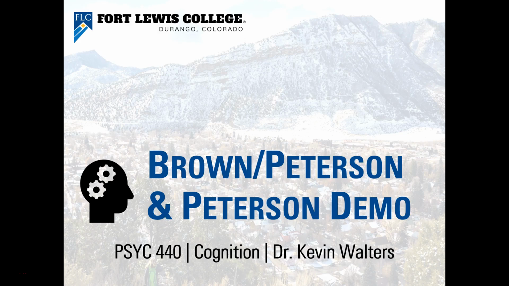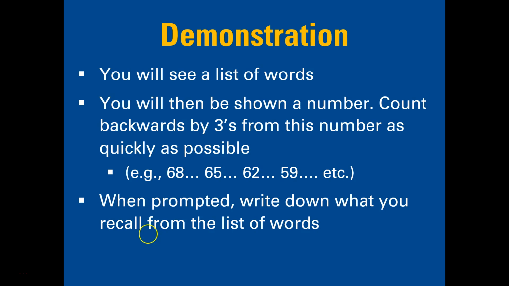In this video, we will be doing the Brown, Peterson, and Peterson demonstration, and all you'll really need for this is a piece of paper and something to write with. And what we'll do is we'll proceed through some slides, and at first you will see a list of words. And I'll only show it briefly for a couple of seconds, and then after that list disappears, you'll see a number. And what you should do is count backward by threes from that number as quickly as possible.